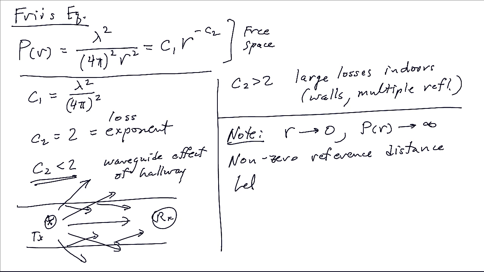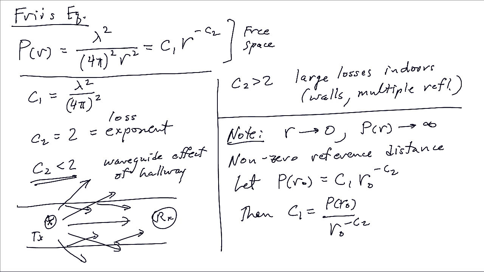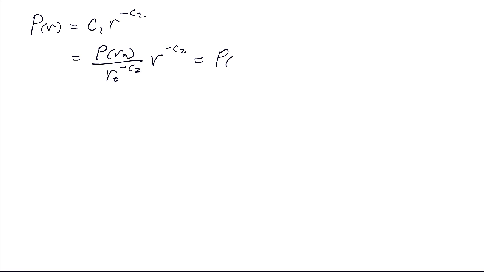So we're going to let P of R naught be C1 R naught to the minus C2. Then I can solve for C1, which is P of R naught all over R naught to the minus C2 power. And finally I can rewrite the equation in terms of this as follows. So P of R now is C1 r to the minus C2, but C1 now is P of r naught all over r naught to the minus C2. And this whole thing can be rewritten as P of r naught times r over r naught to the minus C2. So we're going to measure our distances relative to that reference distance r naught.